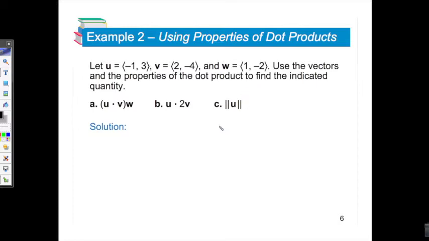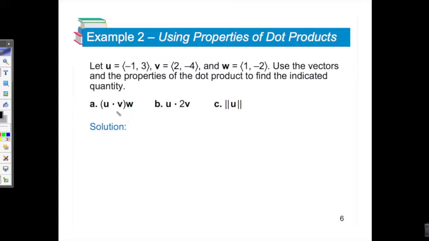So what I want to do here is to try and just calculate some pretty simple dot products. So I have u is -1, 3. I have v is 2, -4, and I have w is 1, -2. And the first thing that I want to do is u dot v, which is then multiplying w.